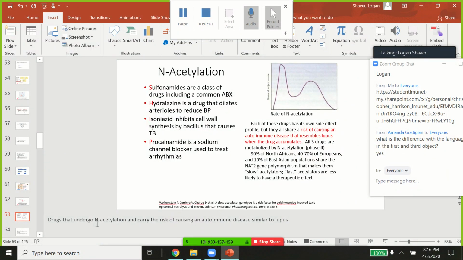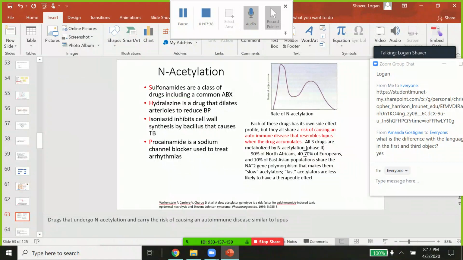Once again, this is one of those slides that I don't think is very important, but she does have it in red. So acetylation. These are all the drugs that actually use that process for breaking down. So sulfonamides, hydralazine, isoniazid, and procainamide. All of those are SHIP. Okay, you can use that acronym. All of those go through acetylation. And something else they have in common is that they can actually cause an autoimmune disease that resembles lupus. And if you guys remember, maybe you know a little bit about lupus.